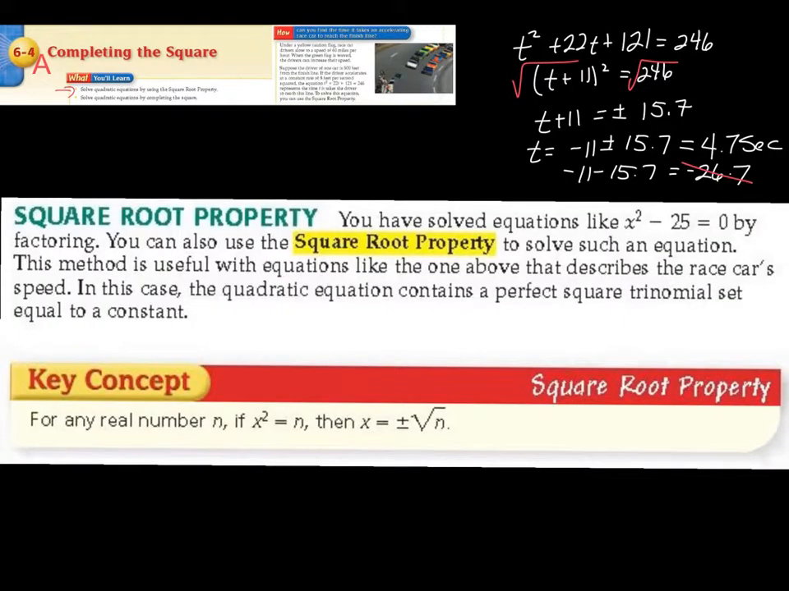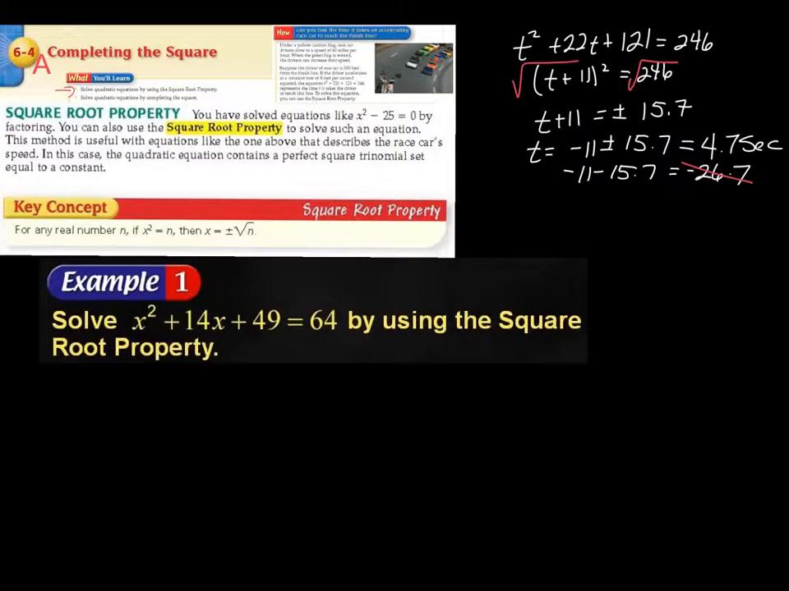You've solved equations like x squared minus 25 equals 0 by factoring. You can also use the square root property to solve such an equation. This method is useful with equations like the one above that describes the race car's speed. In this case, the quadratic equation contains a perfect square trinomial set equal to a constant. For any real number n, if x squared equals n, then x equals plus or minus the square root of n. Solve x squared plus 14x plus 49 equals 64 by using the square root property.